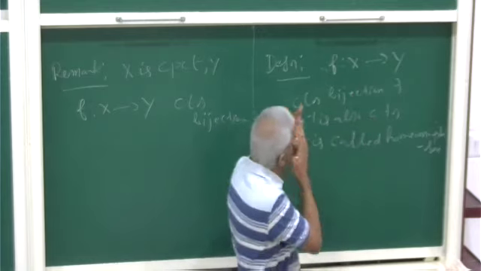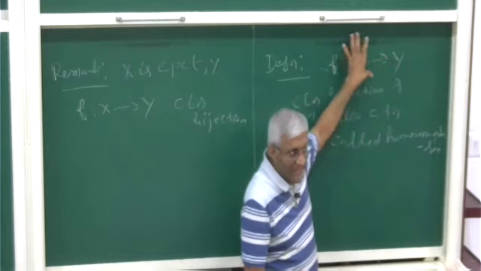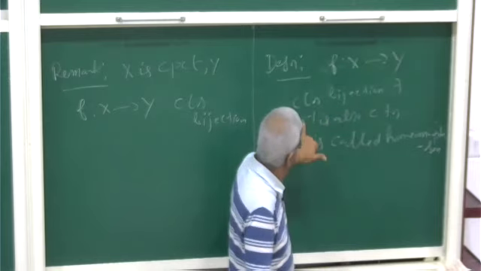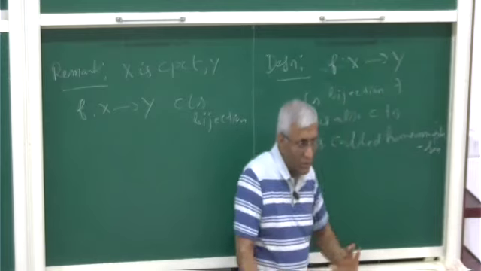Homeomorphism is a topological notion, which means we identify X and Y topologically. They have the same open sets, and the open sets can be taken from here to here by F and here to here by F inverse. That's what is meant by homeomorphism.